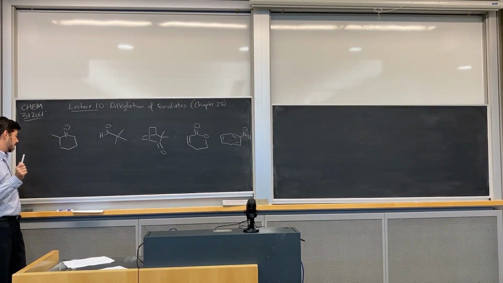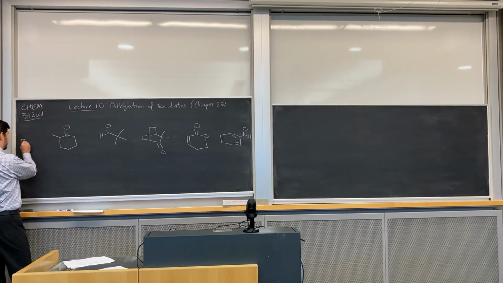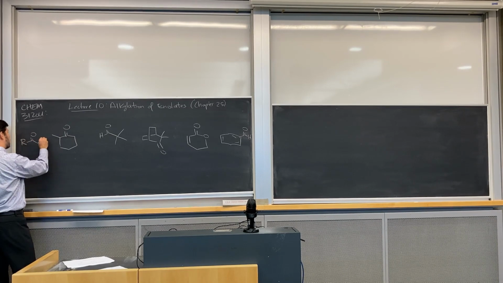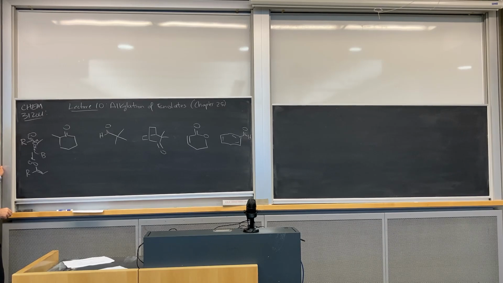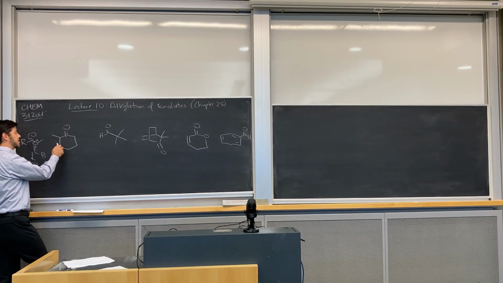Recall that enolates are formed when you have a compound like this, and then you have an alpha carbon, and thus you have an alpha proton. Under basic conditions, you can remove this proton and delocalize electron density into that carbonyl system, as I'm showing you here. So let's take a look at this compound here. Can we form an enolate from this compound?